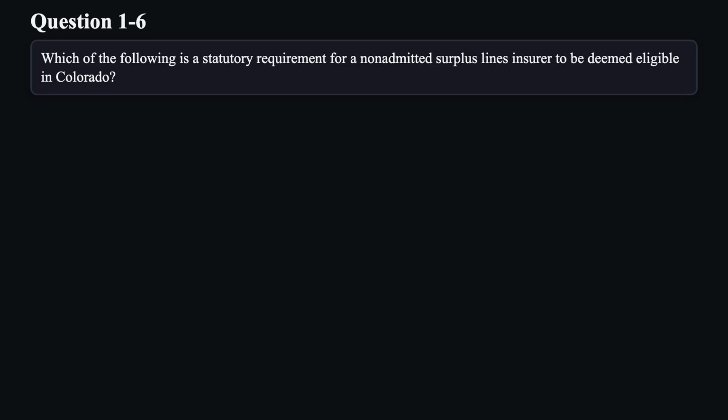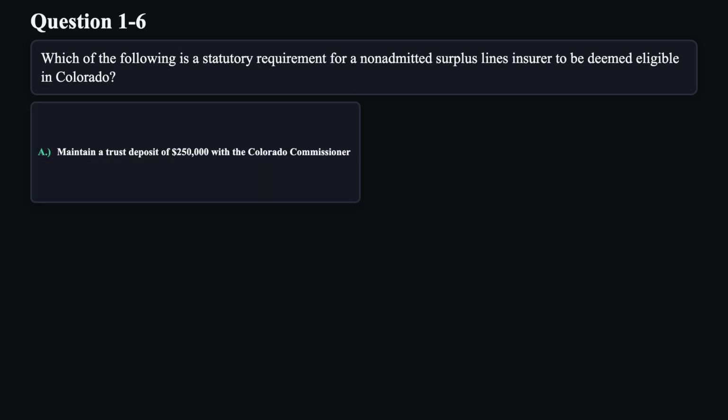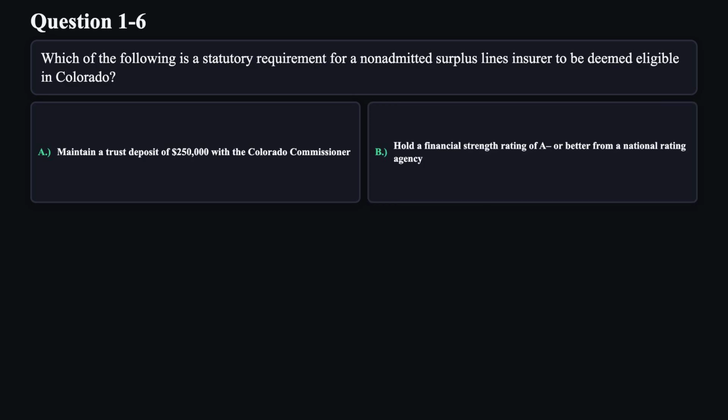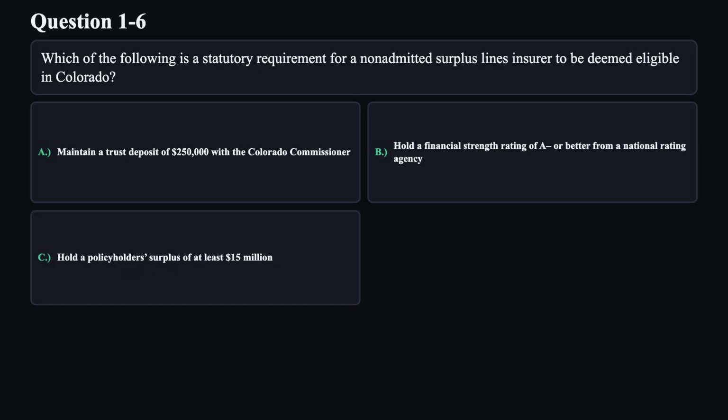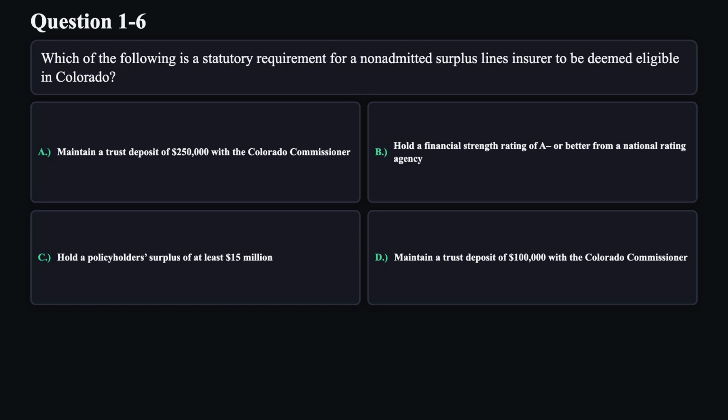Question 6. Which of the following is a statutory requirement for a non-admitted surplus lines insurer to be deemed eligible in Colorado? A. Maintain a trust deposit of $250,000 with the Colorado Commissioner. B. Hold a financial strength rating of A or better from a national rating agency. C. Hold a policyholder's surplus of at least $15 million. D. Maintain a trust deposit of $100,000 with the Colorado Commissioner.